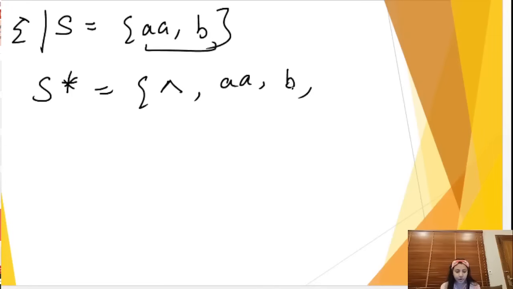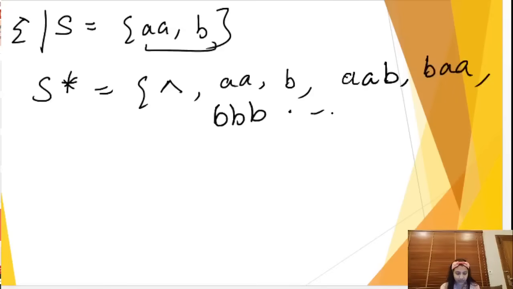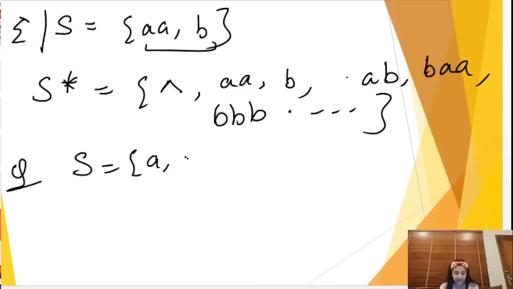So what all strings can be formed from the concatenation of this? So we can form AAB, we can form BAA, we can form BBB, and so on. This is my S star, right? Similarly, let's take another example. Suppose S is A and AB. Now, if I calculate S star for this, so what will be my S star?